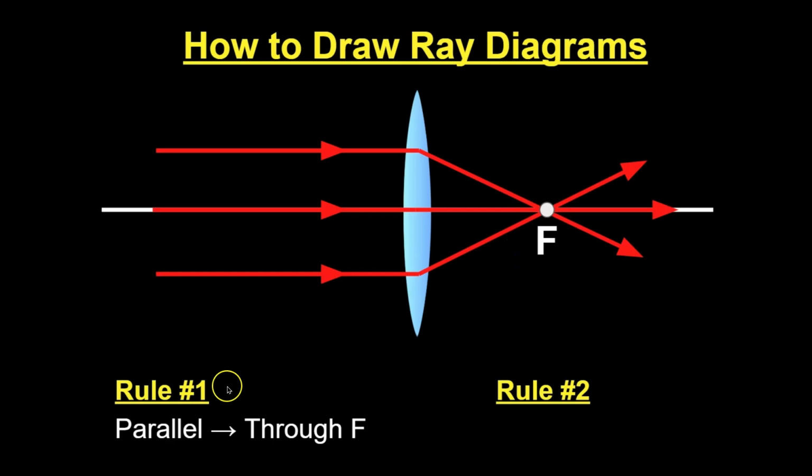This leads to our first rule, which states that a light beam that goes parallel to the optical axis will refract through the focal point on the other side. And by the way, the white line right here is referred to as the optical axis. Now, rule 2 is like the opposite of rule 1. It just says that if you have a light beam going through the focal point, it will refract through the lens and go parallel to the optical axis.